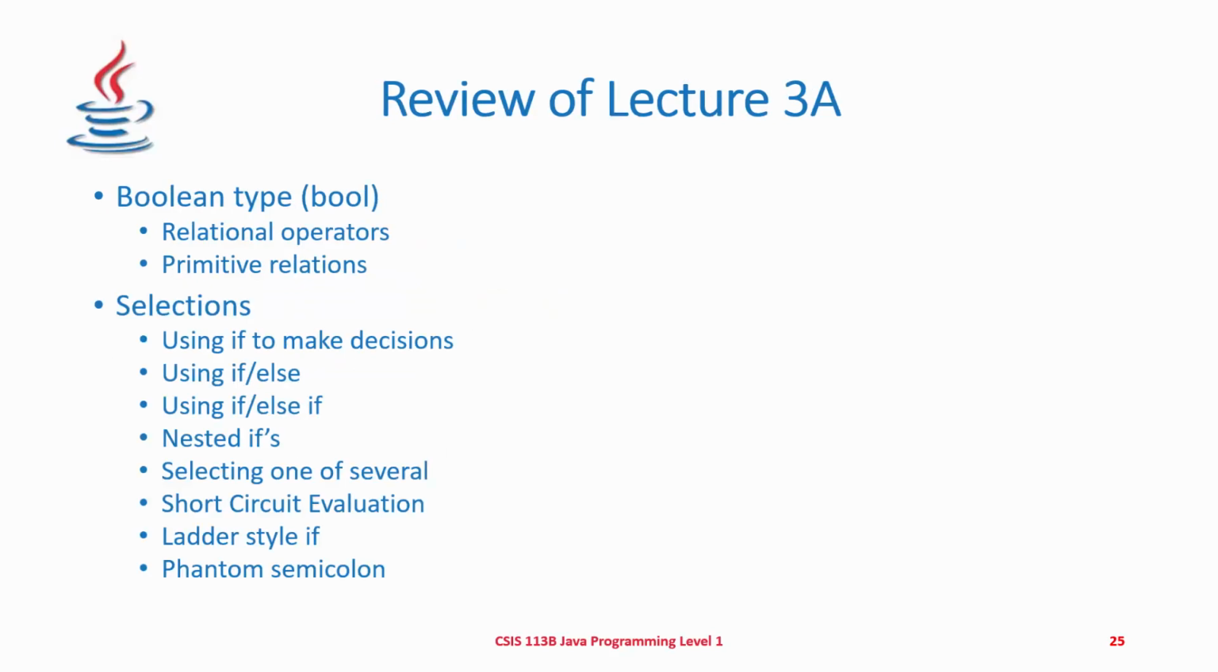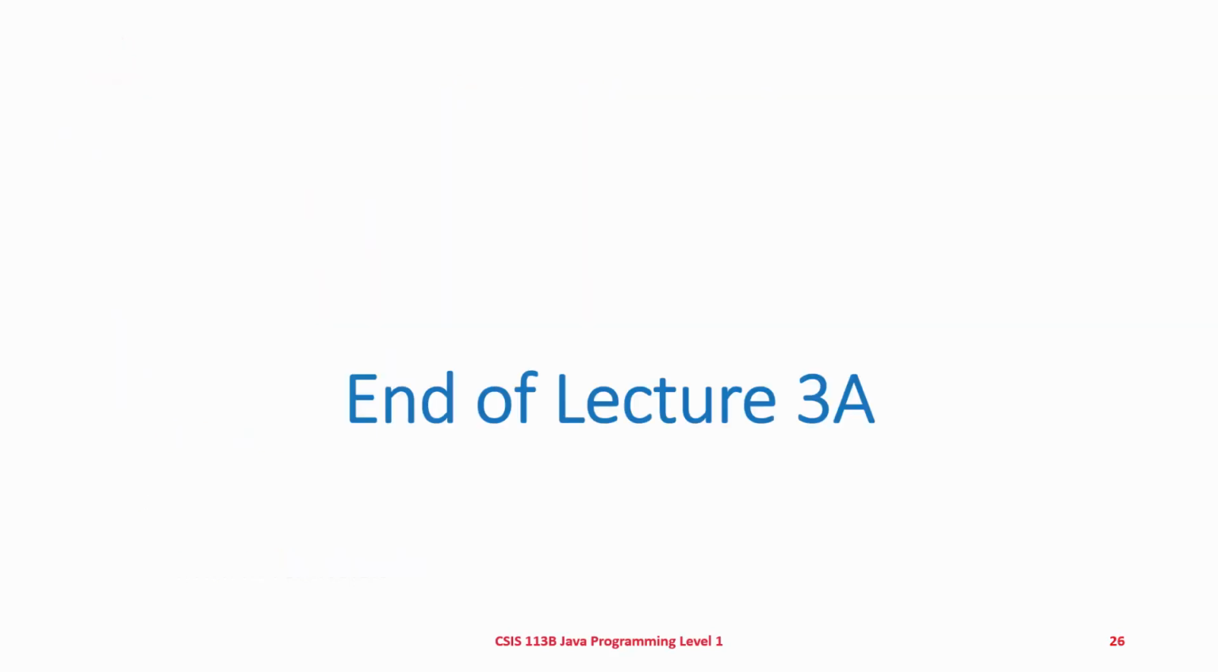So to review the lecture that we just completed, we took you through the Boolean types. We talked about relational operators and primitive relations. Then we jumped into selections. We showed you how to make an if, an if-else, and if-else-if. We talked about nested ifs, selecting one of several, the more efficient way of doing that using the else-ifs, short circuit evaluation, ladder style ifs, and the phantom semicolon. Don't add a semicolon at the end of a conditional expression. That's it for Lecture 3A.